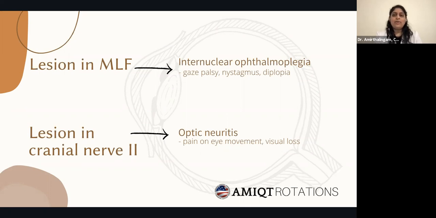So it's very important to remember, when you do the neurological exam, especially with a diagnosis of multiple sclerosis at the back of your mind, when you're doing the eye exam, to just ask the patient if they have any pain on movement, if they see double vision, if they have any type of eye symptoms. That is something that you want to think about.